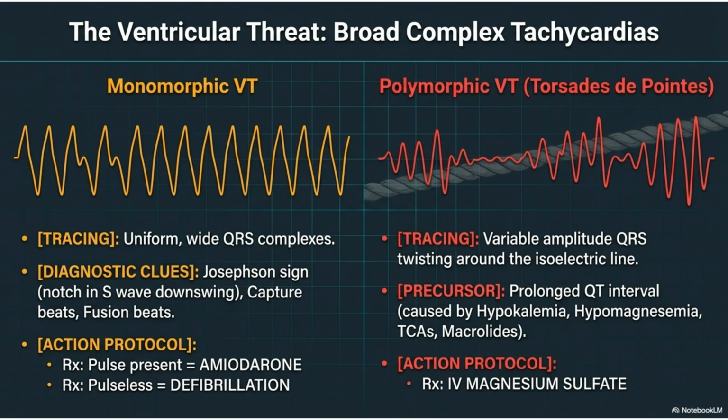Polymorphic VT, torsades de pointes. The QRS appears to be twisting around the line. This is often triggered by QT prolongation from electrolyte crashes, low K+ or Mg2+, or certain drugs. The gold standard treatment is IV magnesium sulfate.